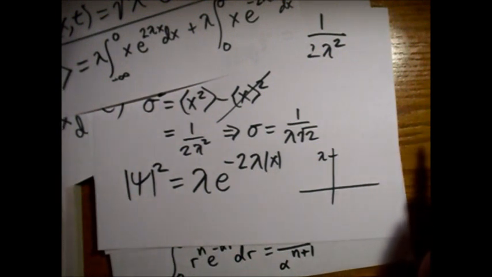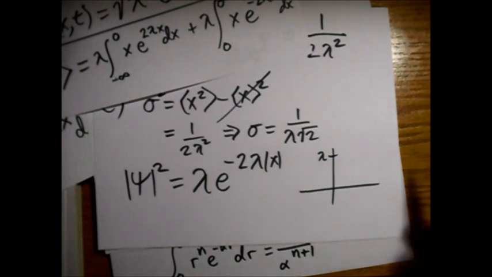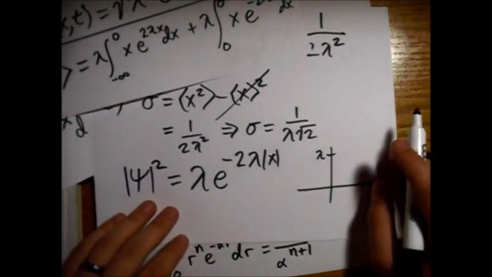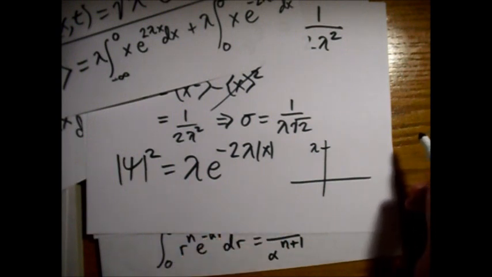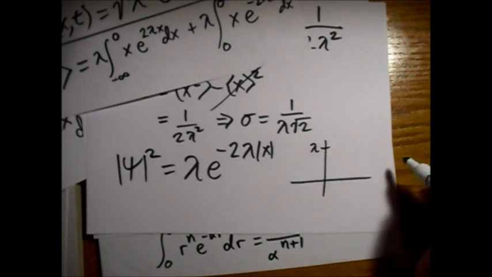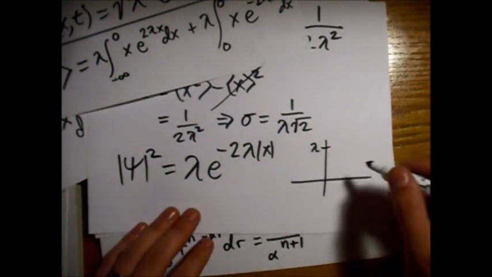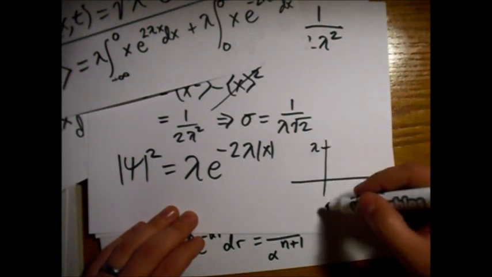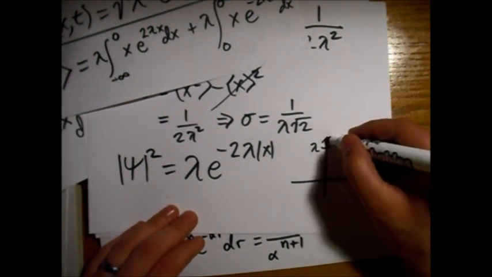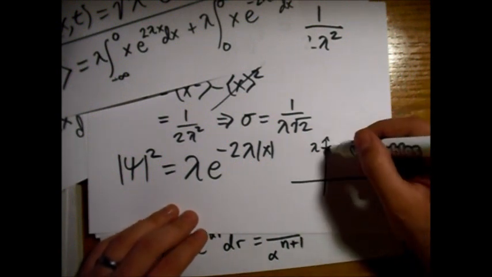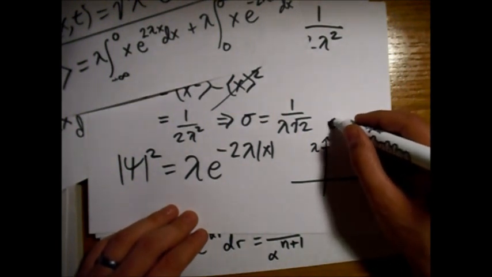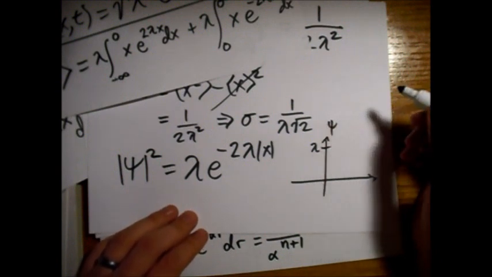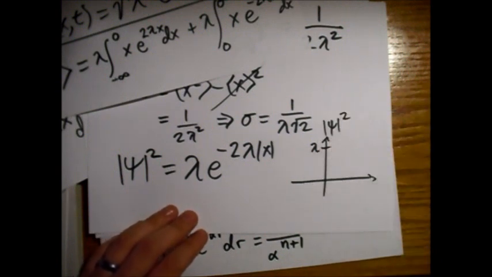Maybe there's some way of finding some other points along here, but we do know it's going to drop off just exponentially in each direction. It'll be mirrored across the y-axis here. I guess you could, I've been calling it the y-axis, but the psi squared axis, whatever.